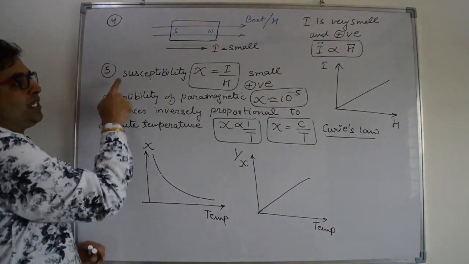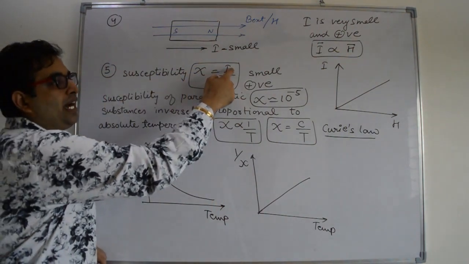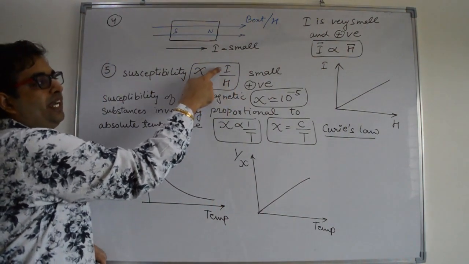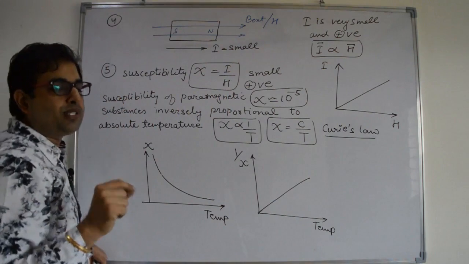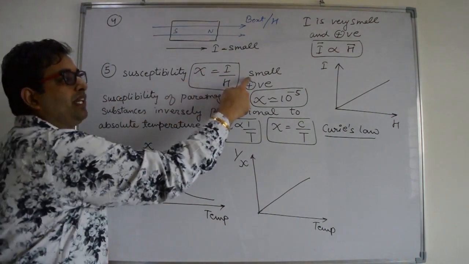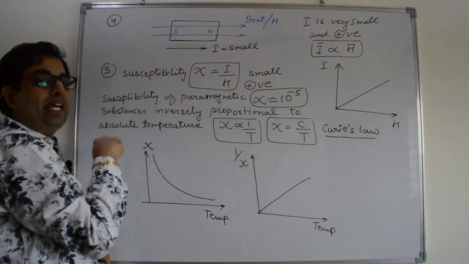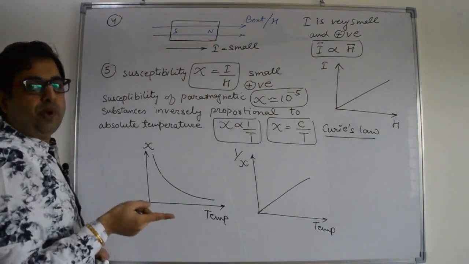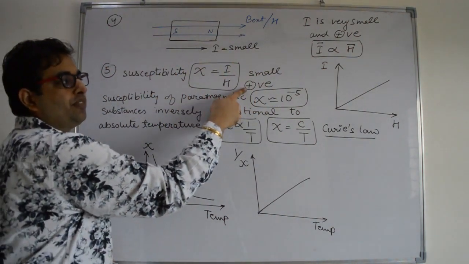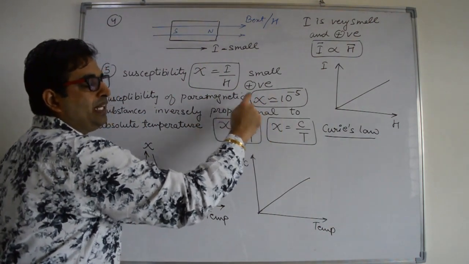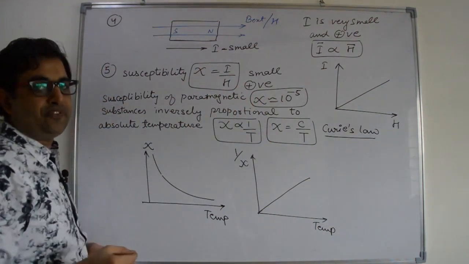Fifth point, susceptibility, we know it is I by H ratio. Because I is small but it is positive, susceptibility is also small and positive. For diamagnetic, it is negative and small. Here it is positive and its value is approximately 10 raised to power minus 5, positive.